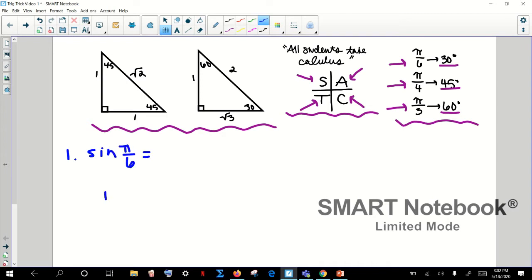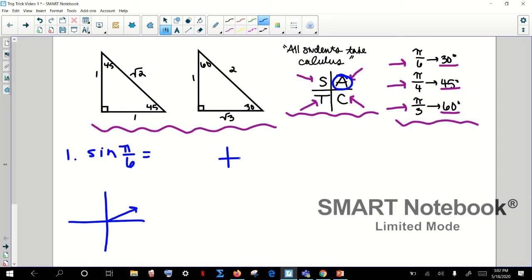All right, so the first step in determining our trig value is to figure out where exactly pi over 6 is. I know pi over 6 is 30 degrees, right? So 30 degrees is about here, so we know we're in the first quadrant. Based on that, we can look at our all students take calculus, and since we're in the first quadrant, I know that all trig values in the first quadrant are positive, so my answer is also going to be positive. So that's my first step.